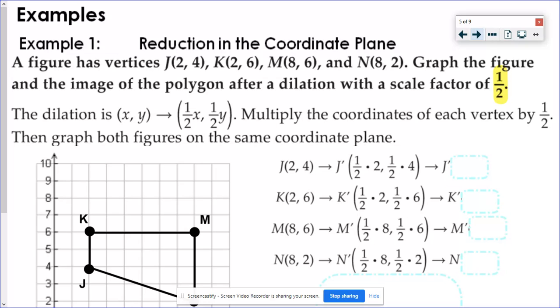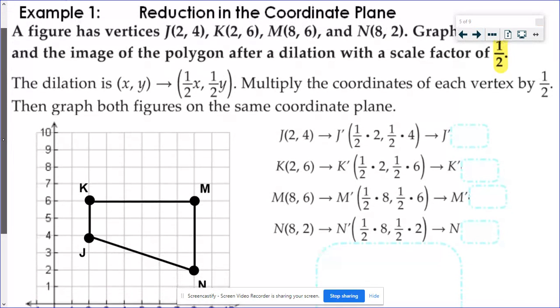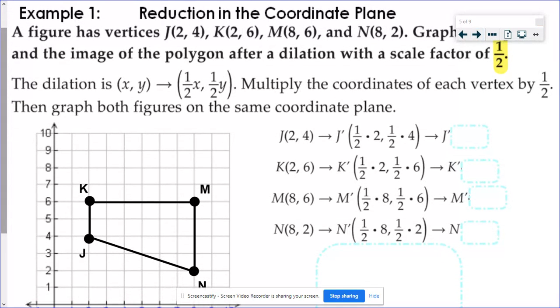Okay. In this problem, we've got this quadrilateral that's already graphed, JKMN, and I want to dilate it with a scale factor of 1/2. Because it's less than 1, that means that this is going to be a reduction. It's going to get smaller. Everything's going to get multiplied by 1/2. So if I would take all of these ordered pairs, now I've got all the work shown right here, but if I would just cut each number in half, half of 2, I'm looking at point J right now, half of 2 is 1, half of 4 is 2, so my ordered pair is going to be 1, 2.